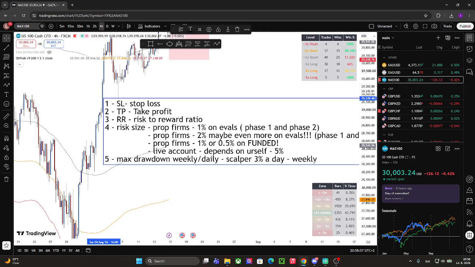For weekly, this really depends on the trader. Because as a scalper and as a swing trader, you have to tell yourself what you're comfortable with losing daily and weekly, and also what your prop firm allows you to lose. So it all depends. So I would say it depends on yourself.